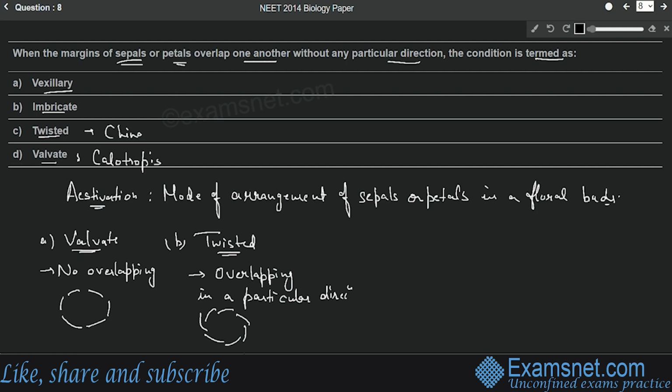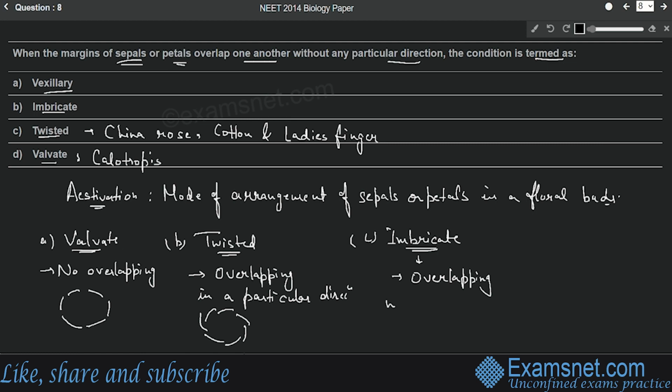Let's write it down here. China rose, cotton, and lady's finger. So these are the examples mentioned in the NCERT. Third type of aestivation is imbricate aestivation that the question is asked about. In case of imbricate aestivation also there is overlapping, but there is no particular direction in this case. Okay, so overlapping without any particular direction.